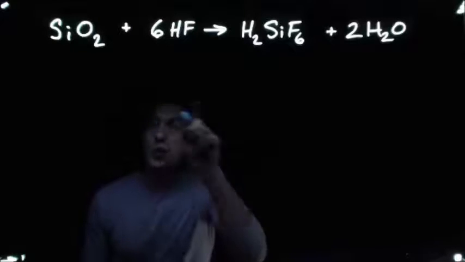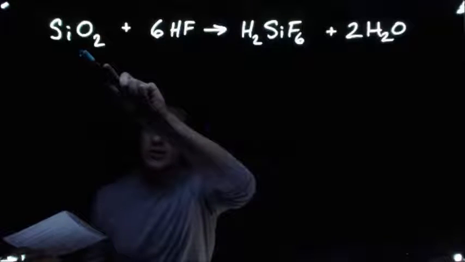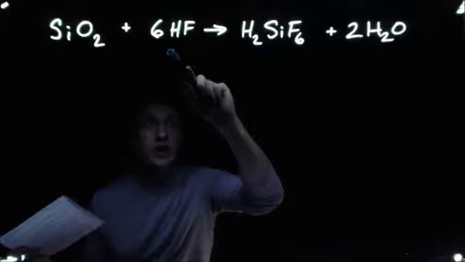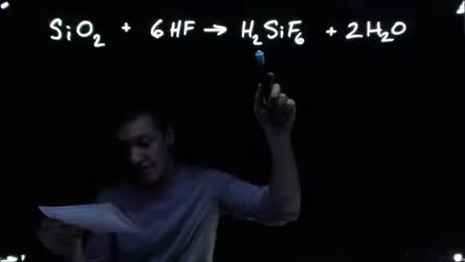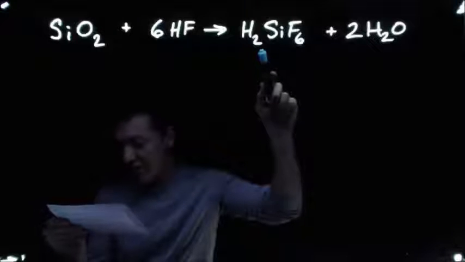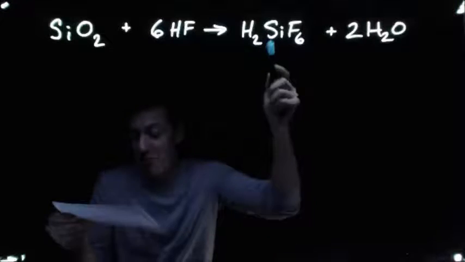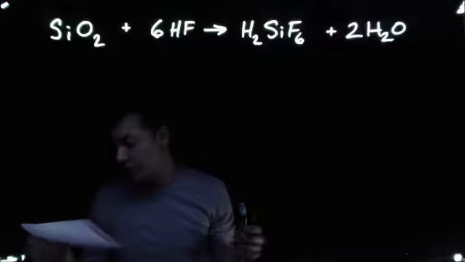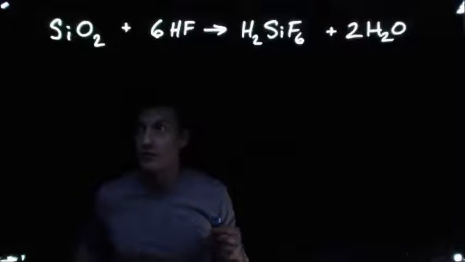This is number 21 from the homework, and this is the reaction. Silicon dioxide plus 6 moles of hydrofluoric acid yields, I don't know, whatever this thing is. What do they call it? Hexafluorosilicic acid, all right, and 2 waters. And the first thing it wants to know is, what is the limiting reactant?